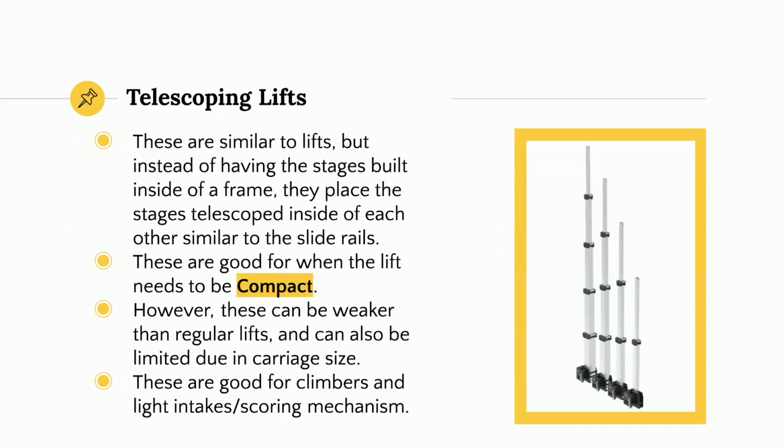Telescoping lifts. These are similar to regular lifts, but instead of having the stages built inside of a frame, they place the stages telescoped inside of each other, similar to the slide rails. These are good for when the lift needs to be very compact. However, these can be weaker than regular lifts and can also be limited due to carriage size. These are good for climbers and light intake/scoring mechanisms.